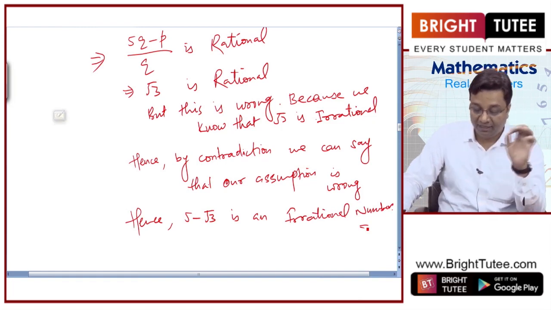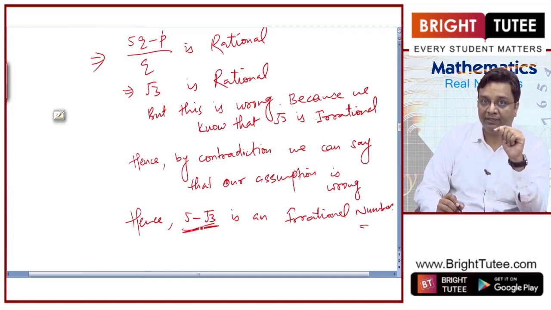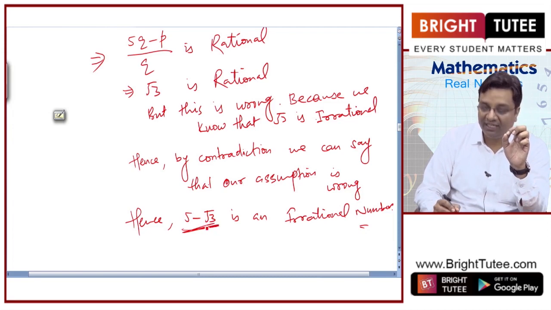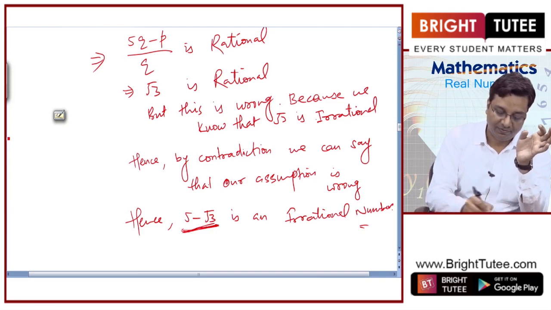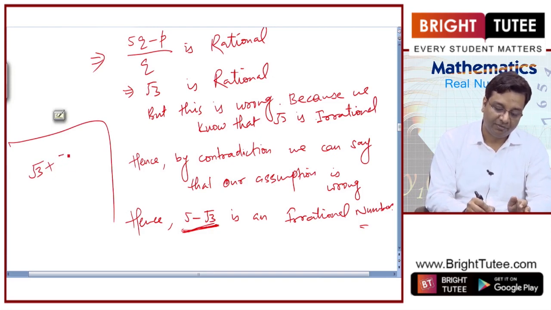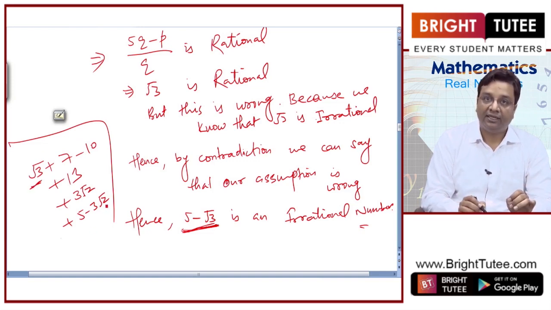What is the irrationality in this number? Root 3. Root 3 is the irrational portion in this. Until and unless this root 3 can be cancelled somehow, the number will be irrational, right? What I am saying is, let us say there is root 3. You keep adding numbers and subtracting numbers. Let us say 3 root 2 plus 5 minus 3 root 2, right?